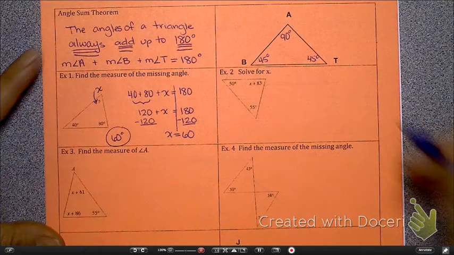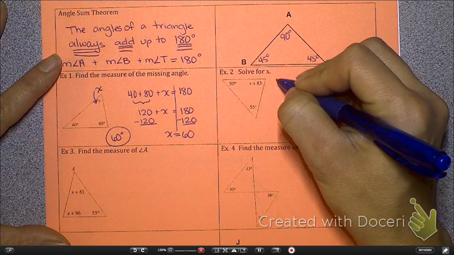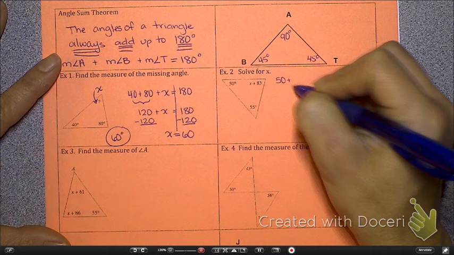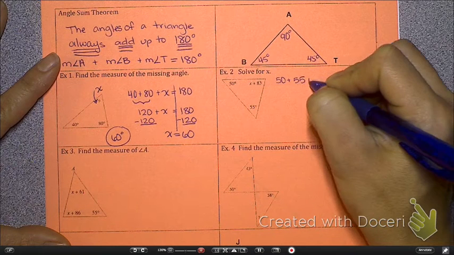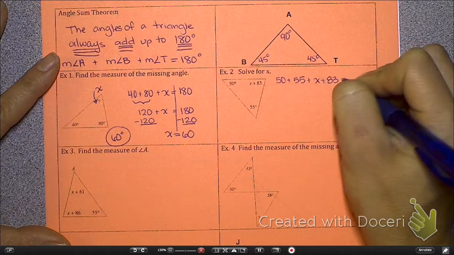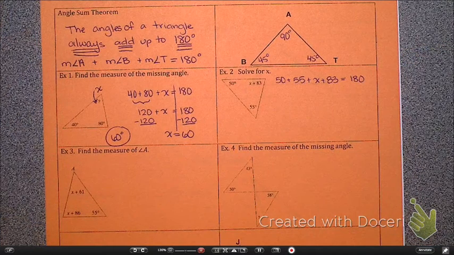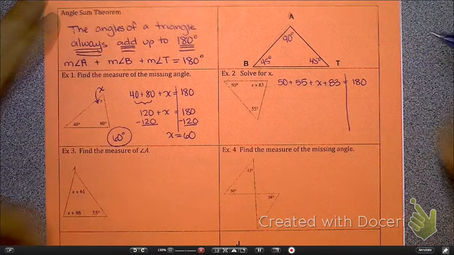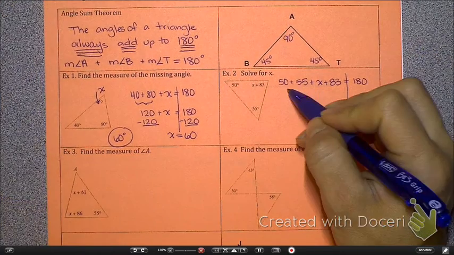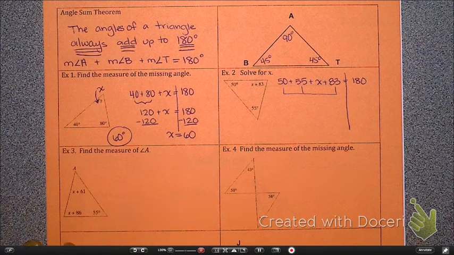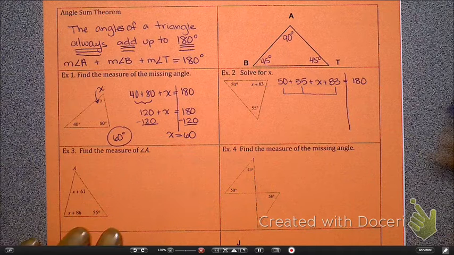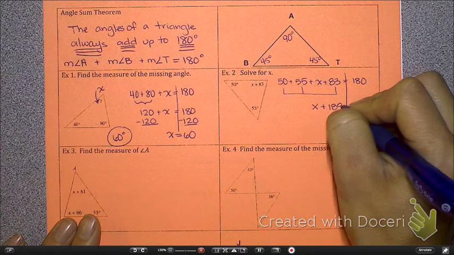Okay? So let's add all three of these angles together. 50 plus 55, bless you, plus X plus 83 equals 180. The angles of a triangle always add up to 180. So now we're just going to solve that equation. So let's combine all of our like terms. I'm going to combine all three of these like terms. So 50 plus 55 plus 83. So what do we get? 188. So we have X plus 188 equals 180.